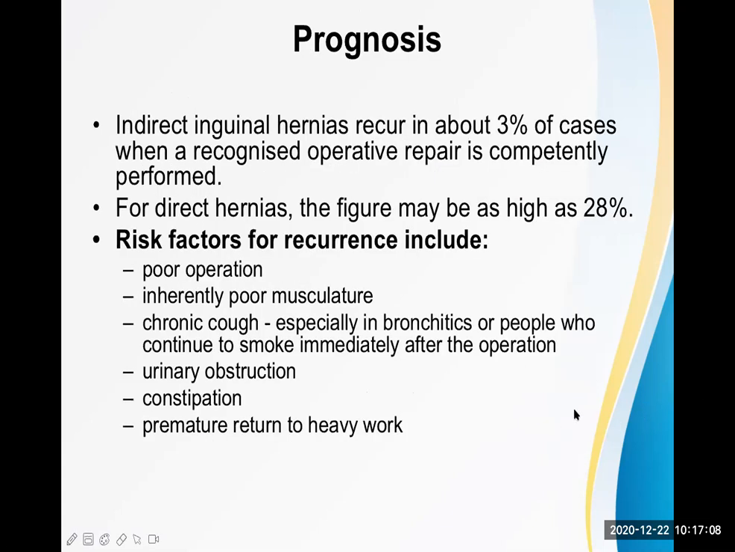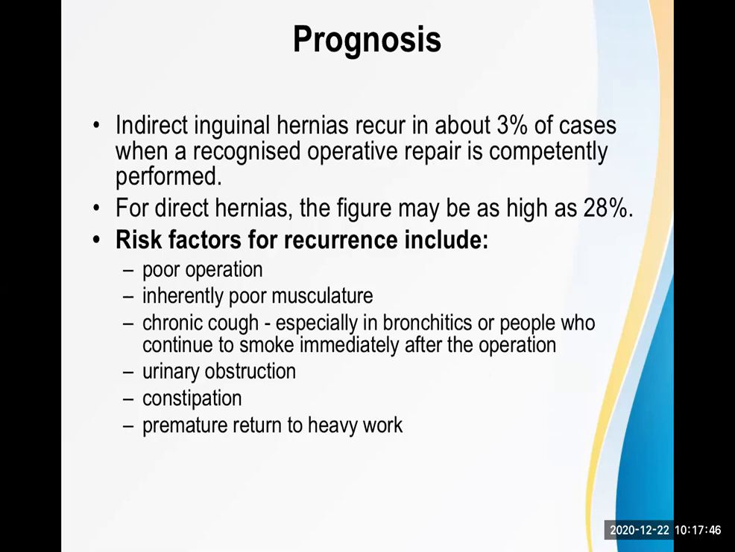Now, what are the chances of recurrence of the hernia? That is discussed under prognosis. Indirect inguinal hernia recurs in about 3% of the cases when a recognized operative repair is competently performed. So even if it is well done, there is a chance of recurrence in 3% of the cases. We need to explain that to the patient. For direct hernia, the figure may be as high as 28%.